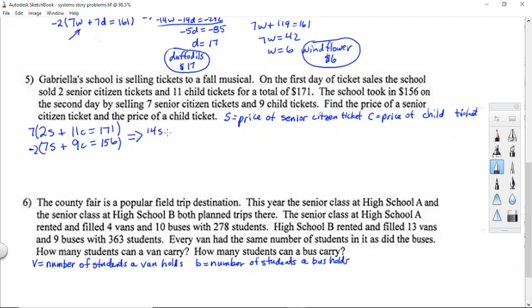Plus 77c plus 7 times 171 turns out to be 1197. Equals 1197. Okay, the second one, take times -2. You get -14s minus 18c equals -312.